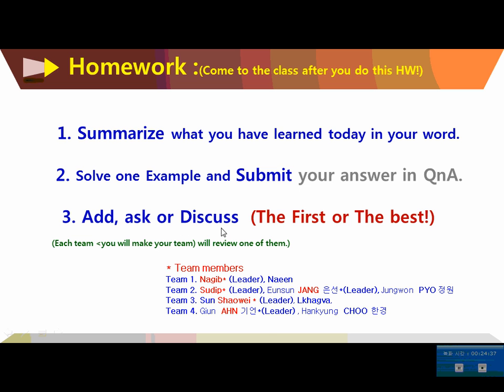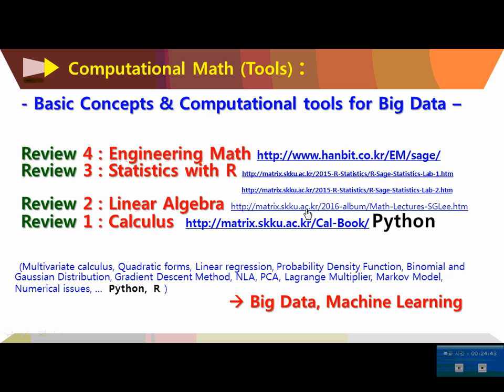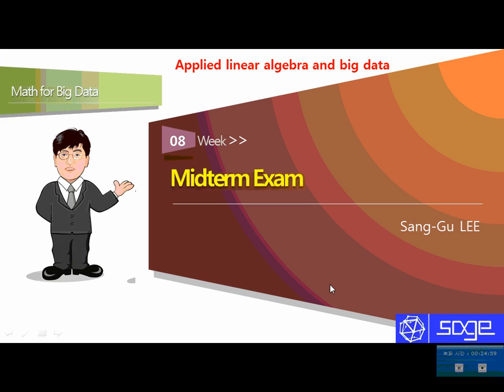And now you summarize what you have learned on PCA. Okay. And I asked you to review these materials on calculus, linear algebra, and statistics with R and engineering mathematics. And some of you already submitted your homework on this. I think now we are ready for big data and machine learning. And we will have a midterm examination just after this class.